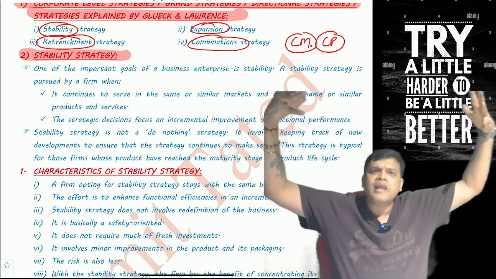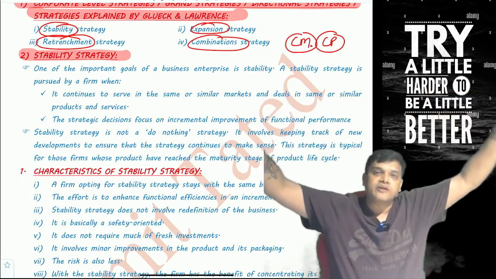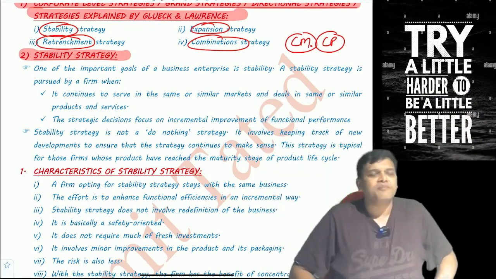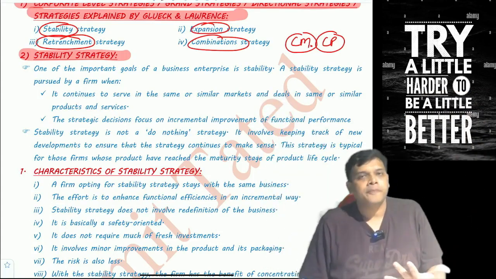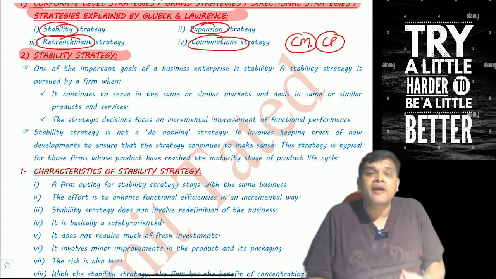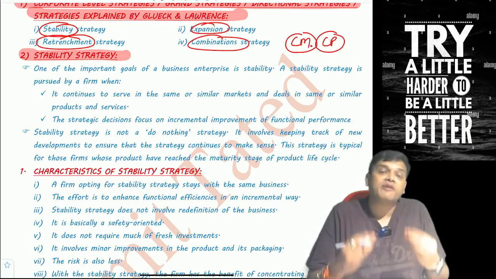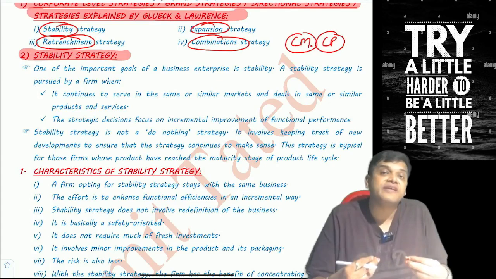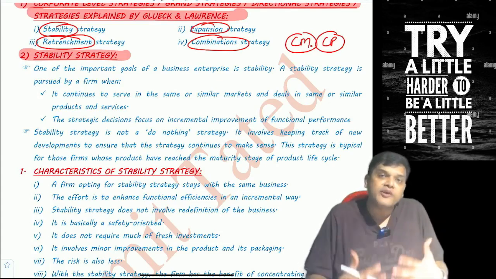I am increasing turnover like hell. That is nothing but expansion. In stability, does my sales improve? Slightly, not major. Then how do I improve my performance? I improve my performance by doing functional efficiencies. I become more efficient. I am doing things much faster.